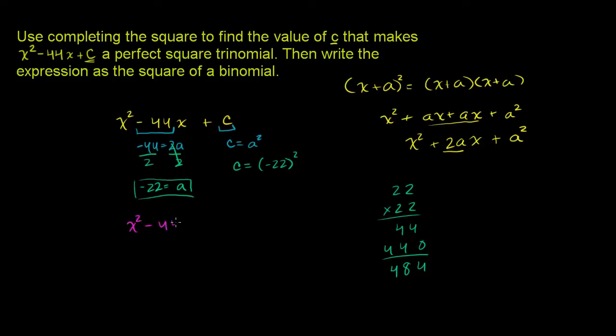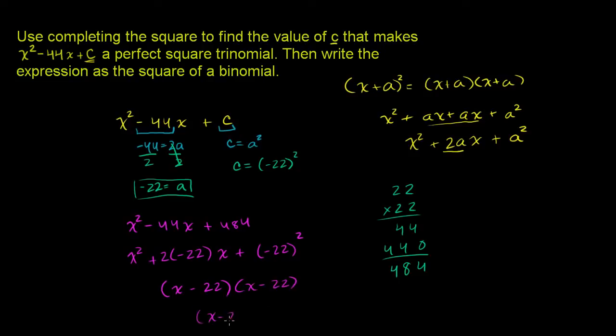So if we were to rewrite this as x squared minus 44x plus 484, then this is a perfect square trinomial. Or we could write it like this: x squared plus 2 times negative 22x plus negative 22 squared. And when you view it that way, it's pretty clear that this is a perfect square. And then if you were to factor it, it's the same thing as (x minus 22) times (x minus 22), or (x minus 22) squared. These are all equivalent statements.